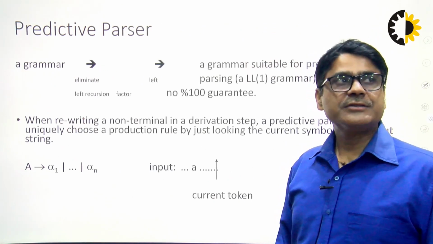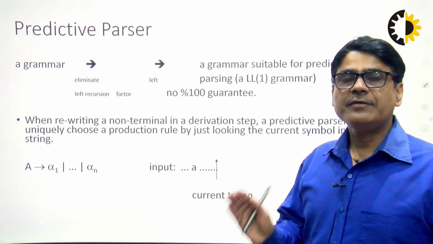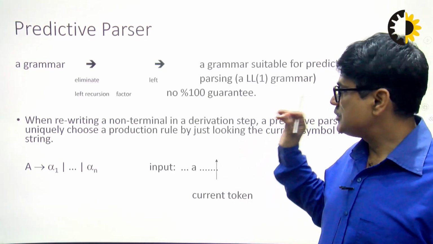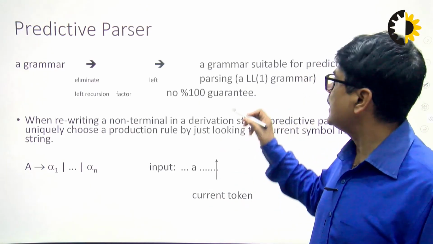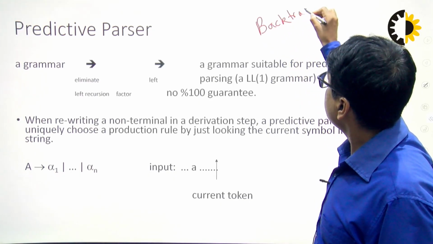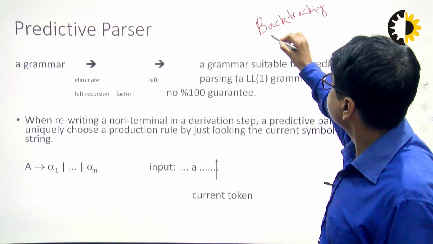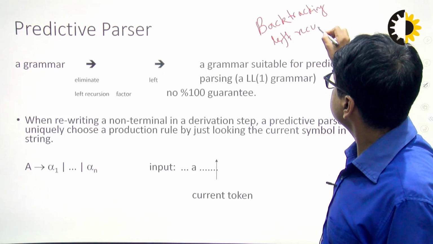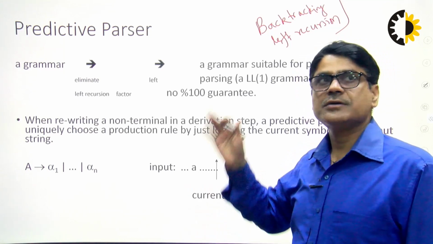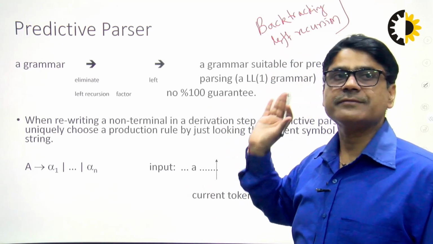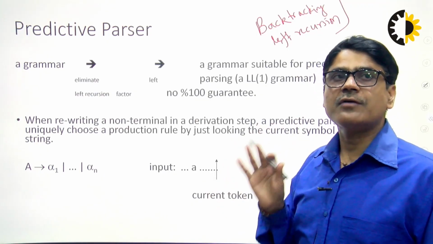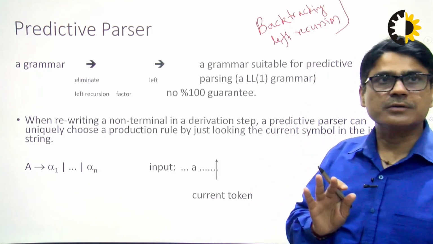If you are talking about the predictive parser, whenever you perform predictive parsing, you must check the grammar for problems, whether it has a backtracking problem or a left recursion problem. You cannot fit a grammar which has these two kinds of things. If the grammar has backtracking productions, or left recursion productions, this grammar is not suitable for predictive parsing.